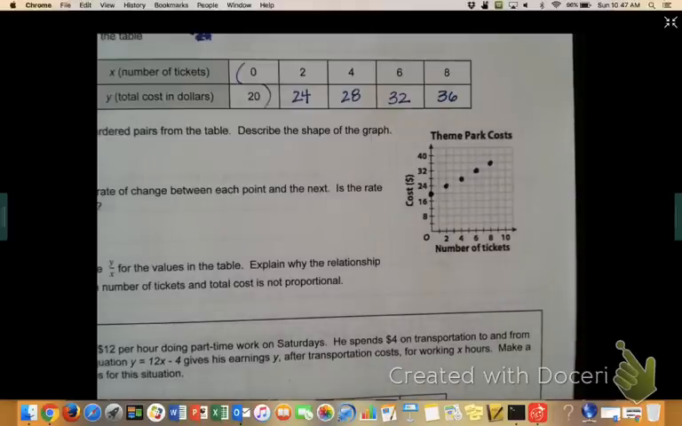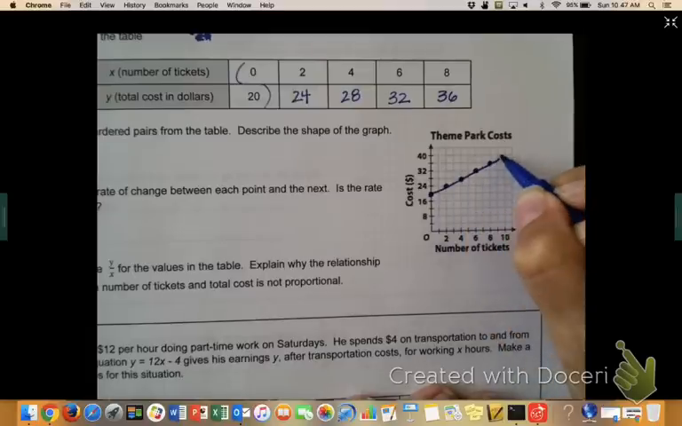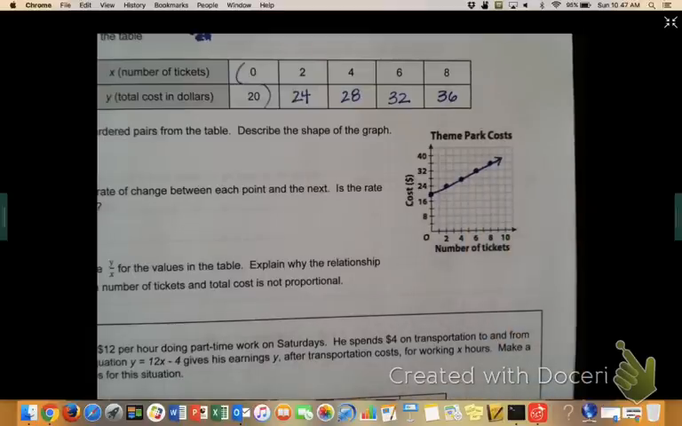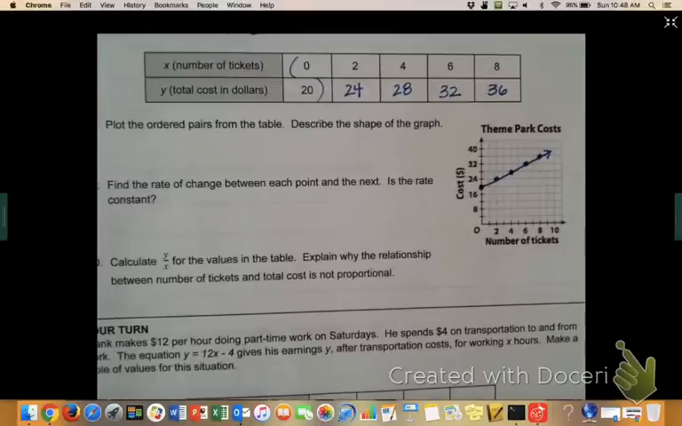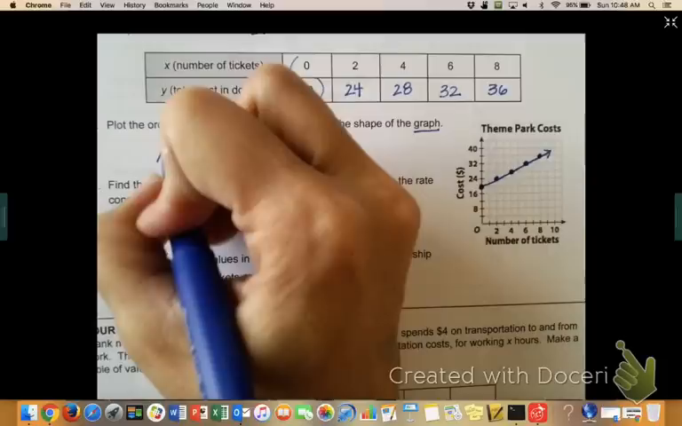Okay, get some type of straight edge, or you can just kind of eyeball it like I'm going to do. Be sure to put an arrow on the end, and again, that represents the fact that we could have bought 10 tickets or 15 or 20. It would have kept going, depending on how much graph paper I gave you. So let's take a look. It is a straight line, and so we're going to describe the shape of the graph. It is going to be a straight line.